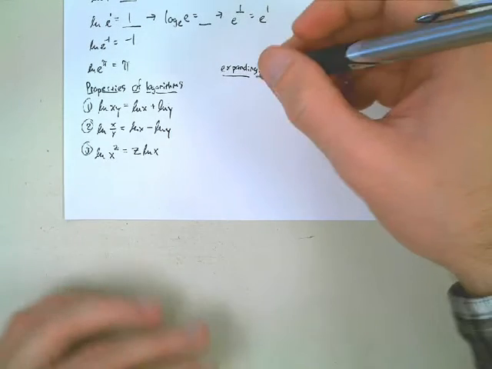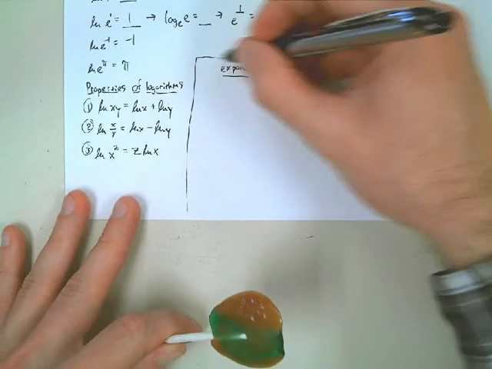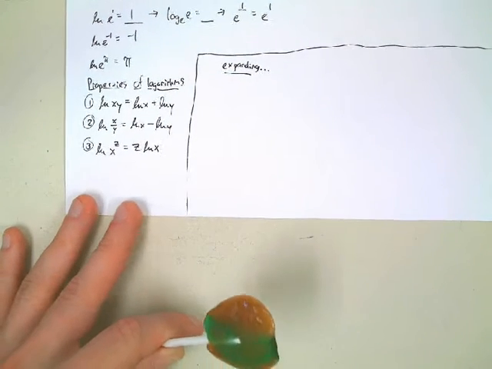All right, so let's do some examples here using these properties. We're going to expand. For example, the natural log of 10 over 9.